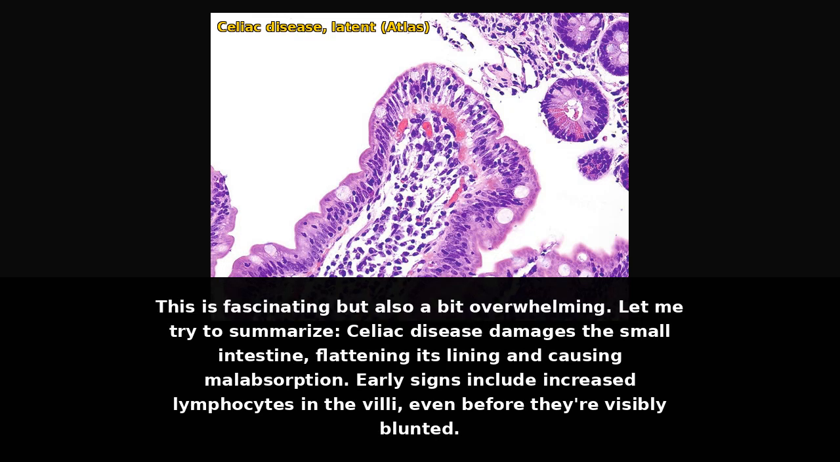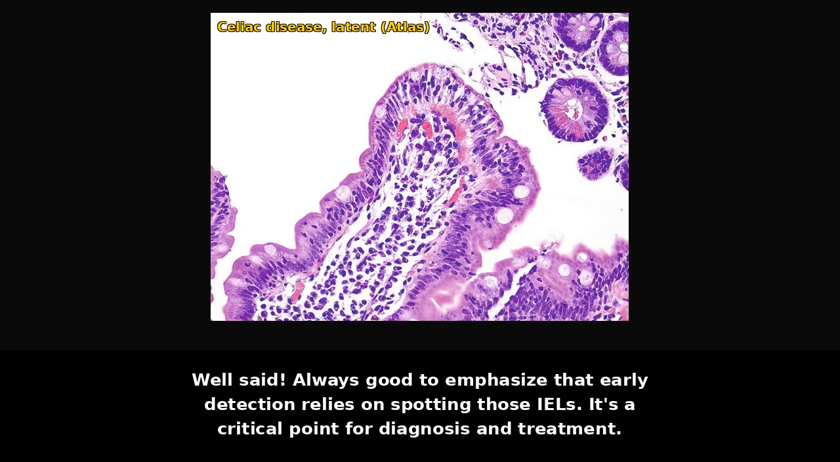This is fascinating, but also a bit overwhelming. Let me try to summarize. Celiac disease damages the small intestine, flattening its lining and causing malabsorption. Early signs include increased lymphocytes in the villi, even before they're visibly blunted. Well said. Always good to emphasize that early detection relies on spotting those IELs. It's a critical point for diagnosis and treatment.